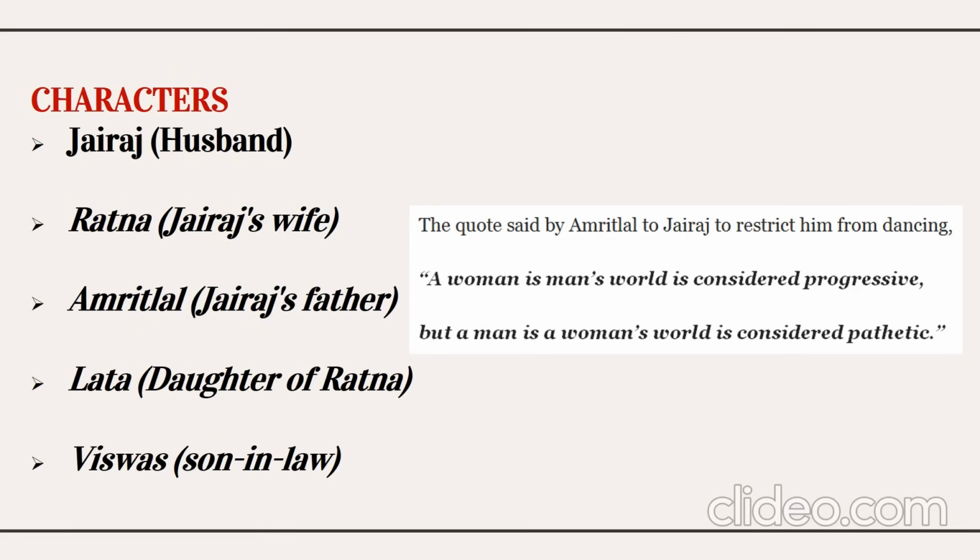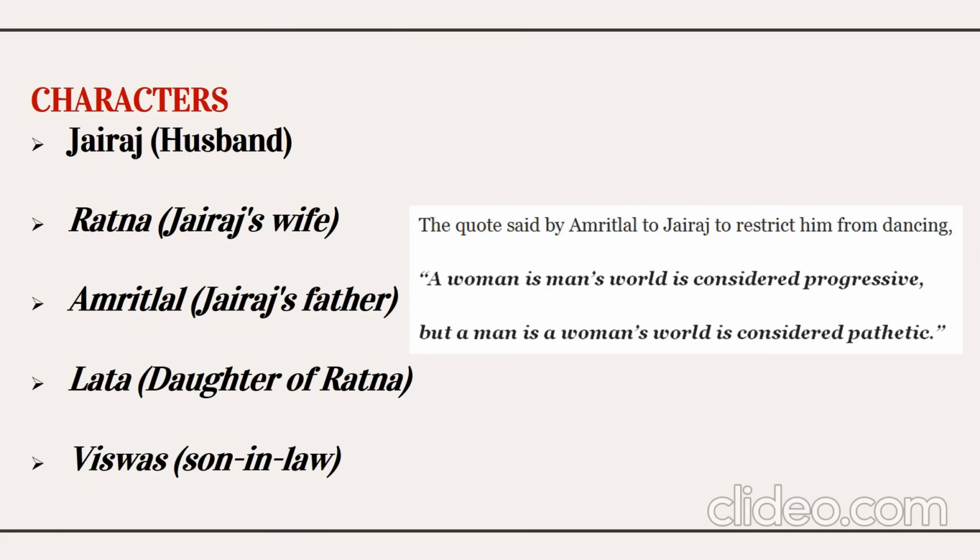Though Jairaj was a male member, he never forced his opinions on anybody, and instead Ratna would always dominate and take decisions for herself, for him, and now their daughter as well. Even she takes a lot of decisions for her daughter, that is Lata.